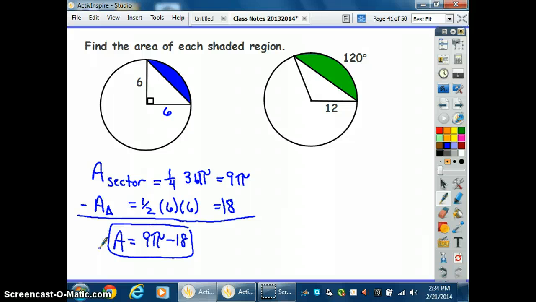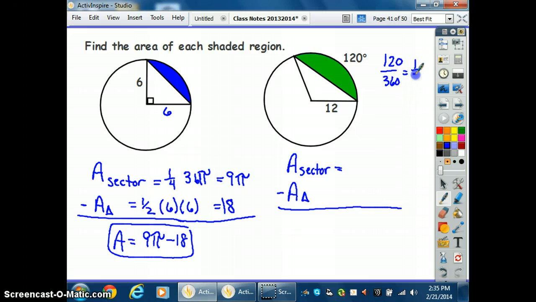Here we have another triangle that we want to cut out from the sector. So let's write down what we're going to do here. We're going to take the sector and we're going to subtract the area of the triangle again. And the area of the sector, let's see, this is 120 out of 360, and that's a third, right? 1/3.